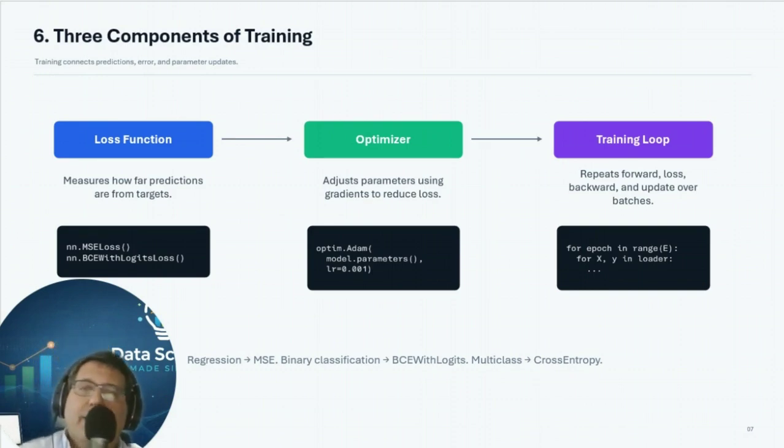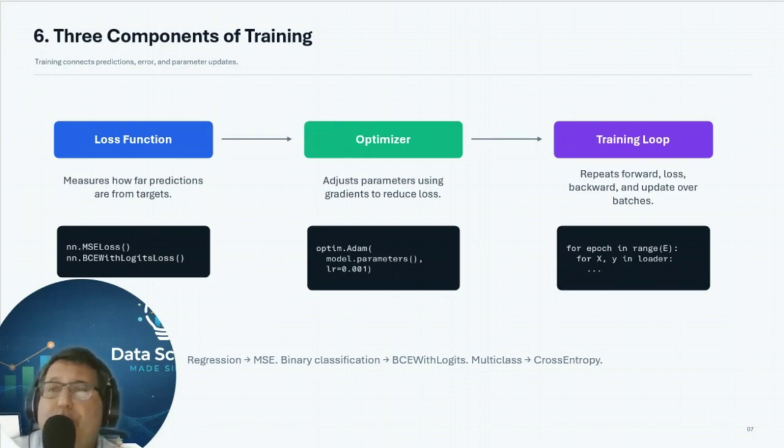For binary classification, PyTorch provides BCE with logits loss. BCE stands for binary cross entropy. This is appropriate for problems such as fraud versus legitimate, spam versus no spam, default versus no default. The model produces raw logits, and the loss function evaluates how well those logits correspond to the true binary targets.